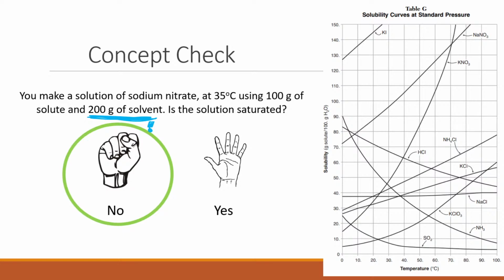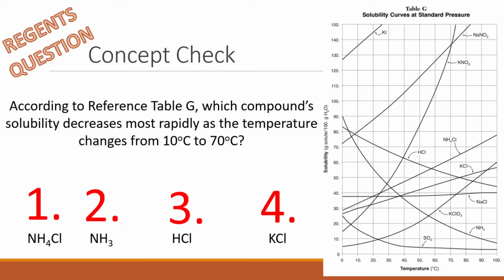One more practice problem to wrap us up for the day, and this one comes directly off of an old Regents exam. According to this reference table, which compound's solubility decreases most rapidly as the temperature changes from 10 to 70 degrees Celsius?